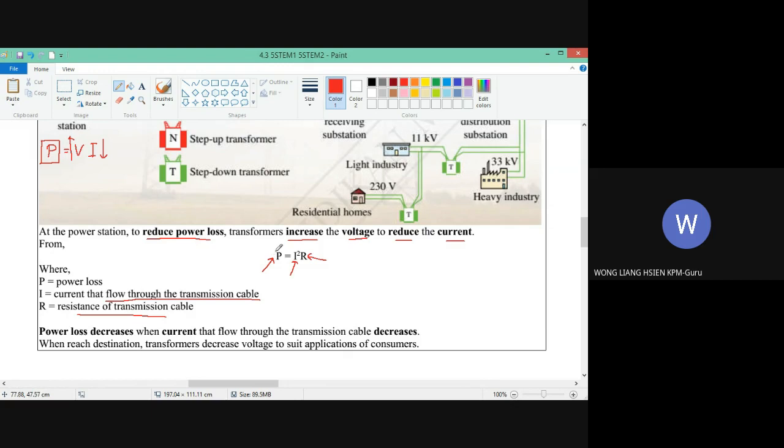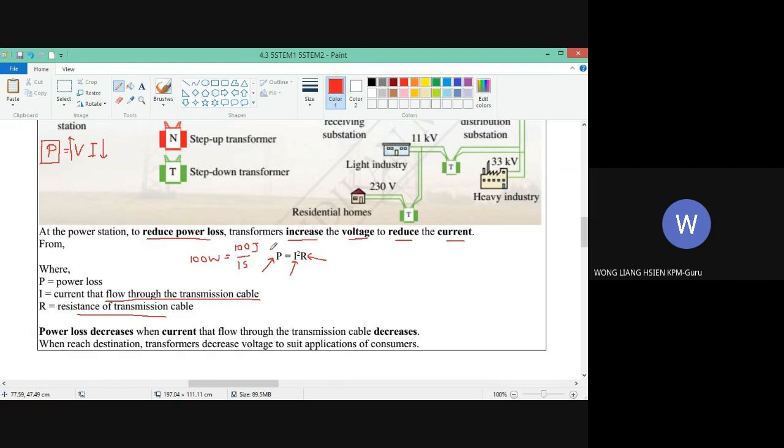This power of the transmission cable means the amount of work done to overcome the resistance in the transmission cable every 1 second. So let's say if this power is 100 watt, 100 watt is every 1 second 100 joule. So it means that every 1 second, 100 joule of electrical energy is used to overcome the resistance in the transmission cable. Understand? Okay, so this is the power of the transmission cable.